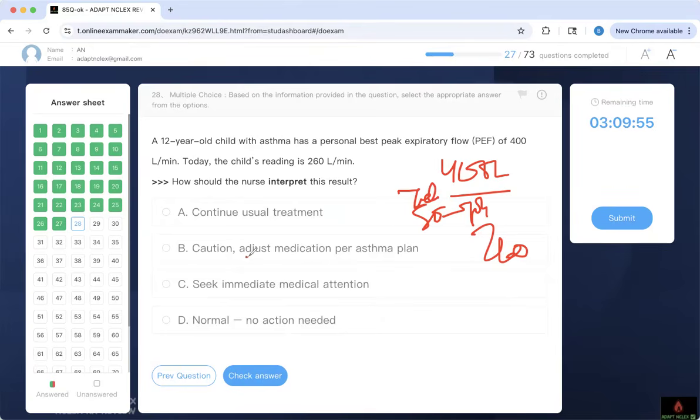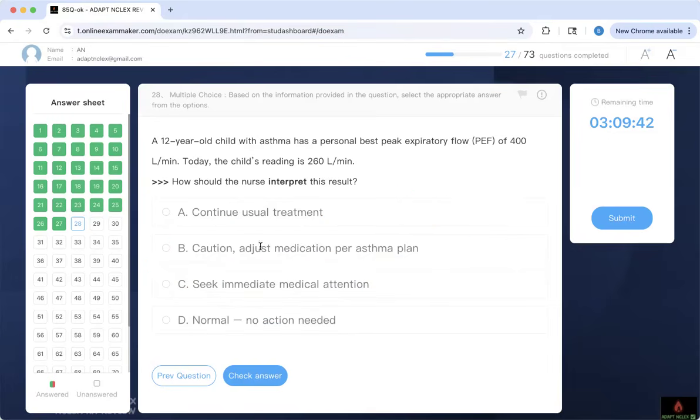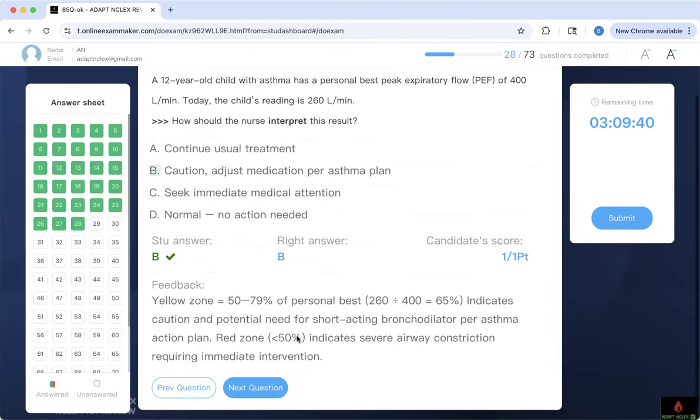What do you do? Caution, adjust per asthma protocol. That's the thing. You shouldn't continue usual treatment. It's not in the red zone. It's not less than 50. And this is not normal. And therefore, we should caution and adjust medication. This is a yellow zone. And that's based on the calculation. If you divide, you get 65. So that's the key. And that's how you answer this question.